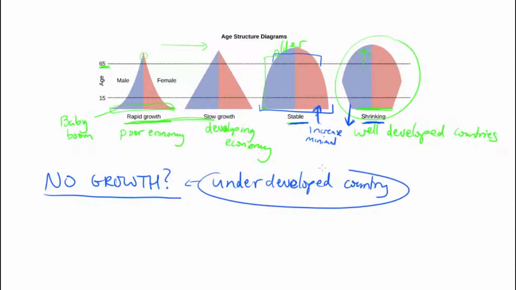In an underdeveloped country with no growth, it's because there's a high mortality rate, infant mortality rate. So many of the children die. It might look like rapid growth, but it's probably more along the lines of this kind of diagrammatic representation. Lots of births, yes, but no one lives very old, and lots of the younglings die. So again, it's not that big of an issue.